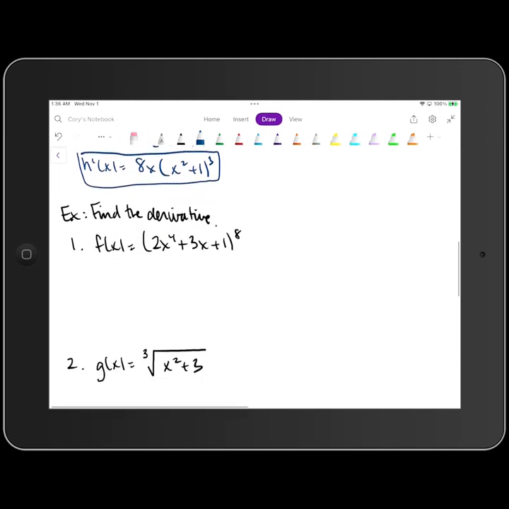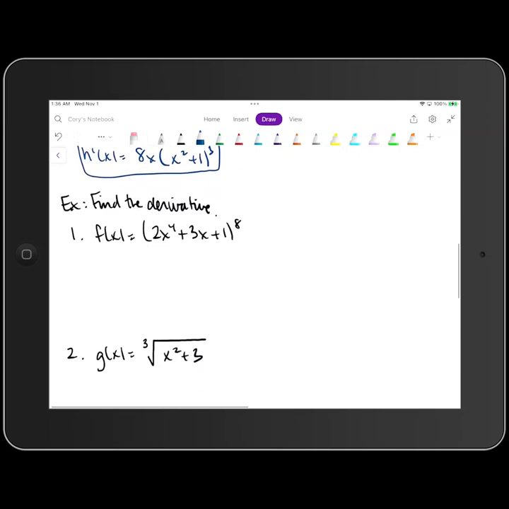Okay, so we're going to do a couple of basic, straightforward chain rule examples just to give us practice in using chain rule to take the derivative of a function. And then the last example we'll look at will lead us into Friday's lesson, where we're going to look at a more complicated problem involving chain rule.